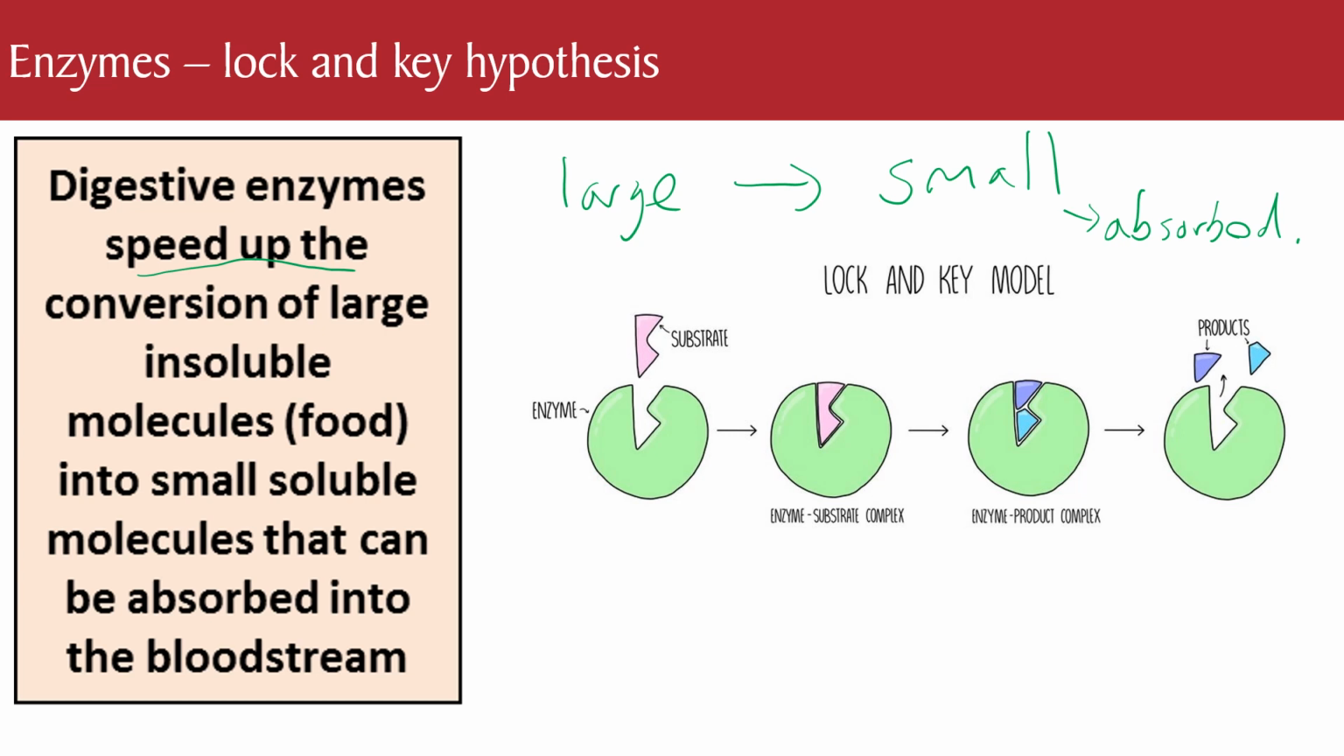The lock and key model works by you having a specific enzyme and a specific substrate. The substrate goes into the enzyme, so the enzyme here is the lock and the substrate is the key. The key goes into the lock, and then you get the enzyme-substrate complex. Then the enzyme does whatever it's got to do, and out pop the products. Another important thing to remember is the active site, and that is a specific shape.